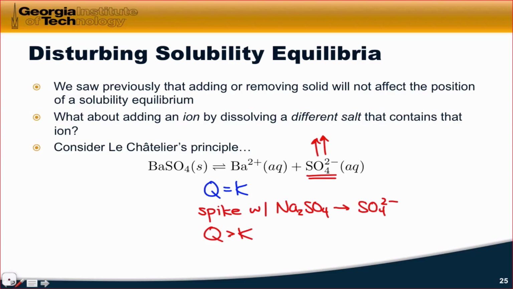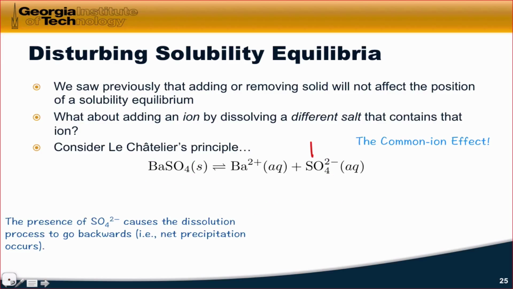The only way for Q to return to the level of K is for some of the products to go away, some of the products to return to their reactant form. And so the addition of that SO4 2- causes additional precipitation of BaSO4 solid. This effect, the effect of an ion in common to two salts pushing a solubility equilibrium back towards the solid state, is known as the common ion effect, because the SO4 2- ion in this example is common to both the spiked salt, Na2SO4, and the salt whose equilibrium we're interested in, BaSO4.